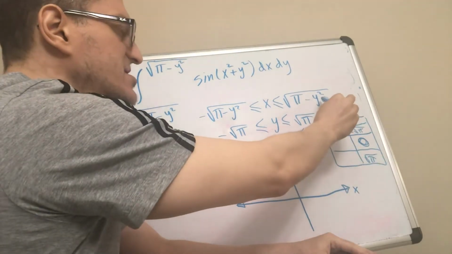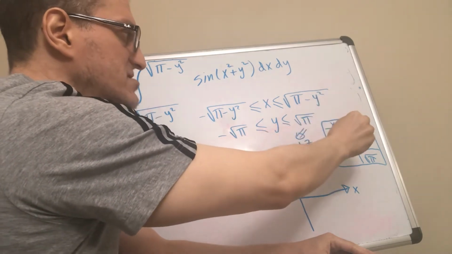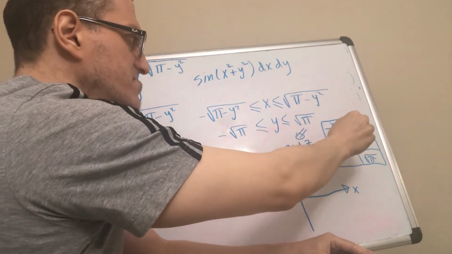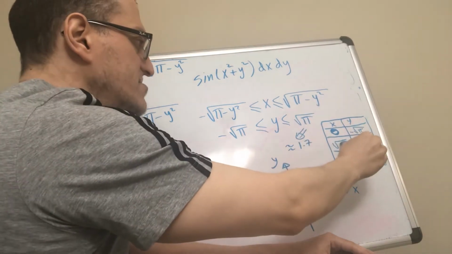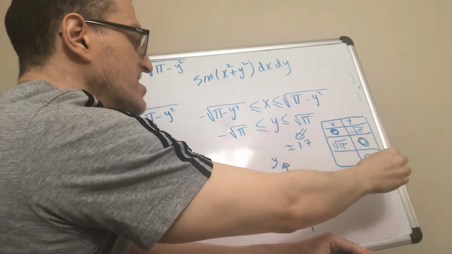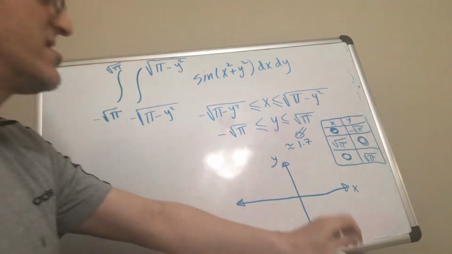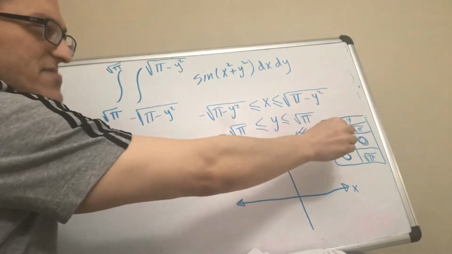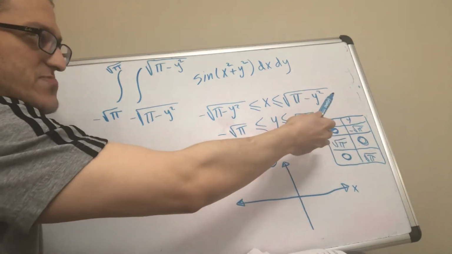If I put negative root pi, square it becomes pi, and pi minus pi is 0, so this point gives me a 0. 0 gives me root pi, and root pi here gives me 0. Again, you don't have to show this if you know how to sketch it. I always find this helpful.